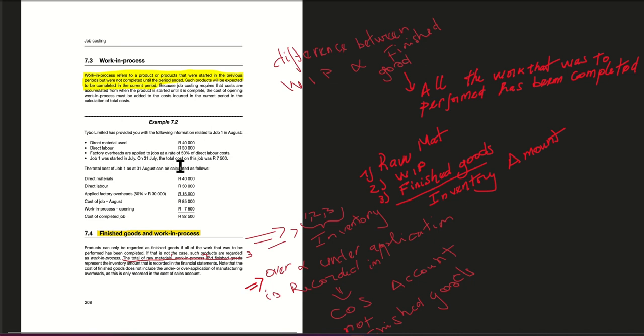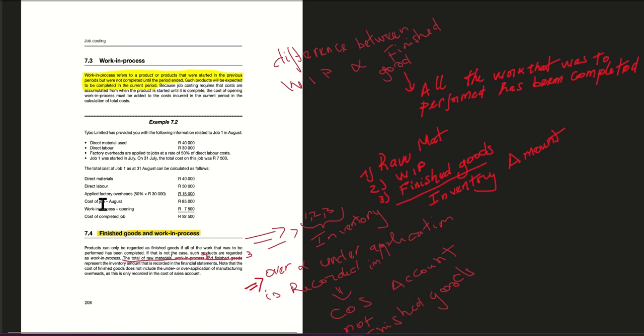And they say that the total cost on the job was 7,500, which we understand is our opening balance, right? Which is the work in process opening balance. Very important to remember that, and that we're going to take into account. If you see here, like we did, the applied factory overhead is 15,000, which is half or 50% of the direct labor cost, which was 30,000, right?